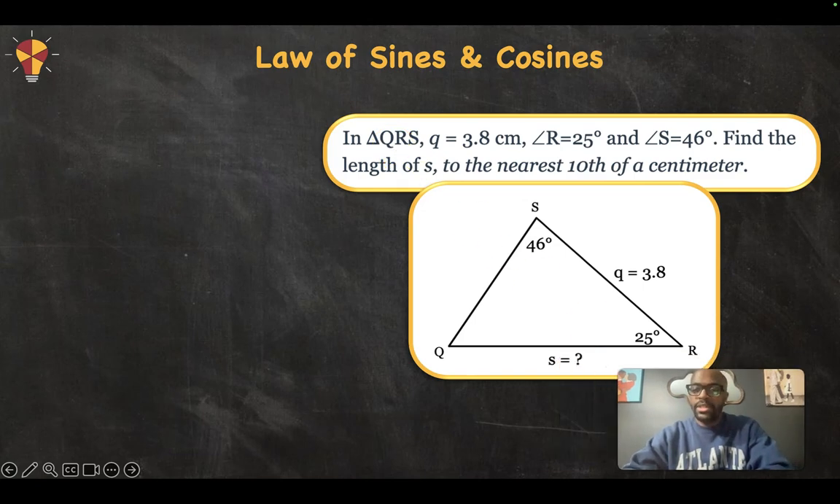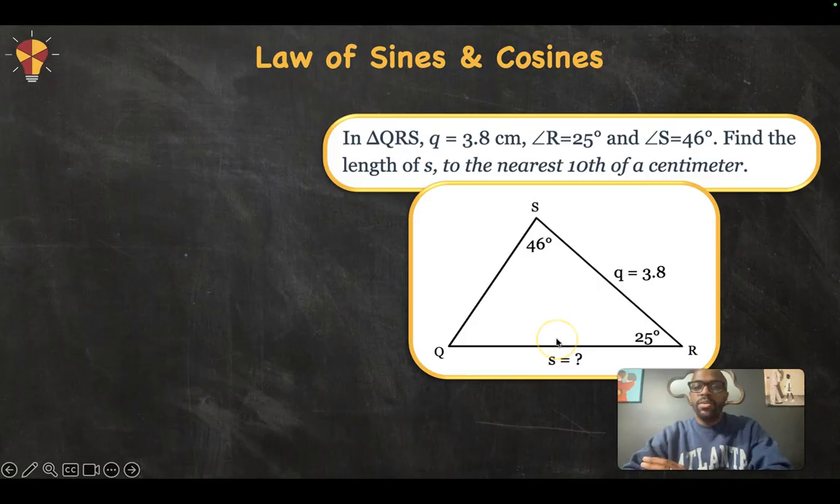Then think about it. Let's go through the cosine situations first. Do we have all three sides given? We do not, so we're not going to be using that law of cosines. Do we have two sides given with an included angle? We do not. We're looking for this side, which is not given to us, so we have to use law of sines.